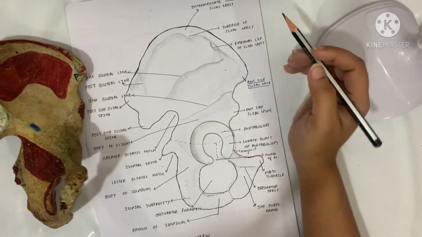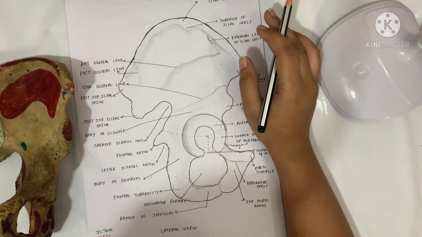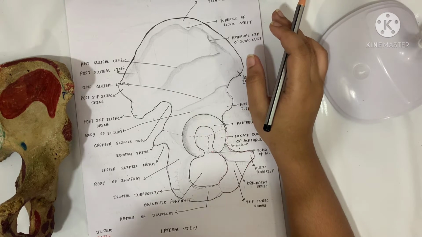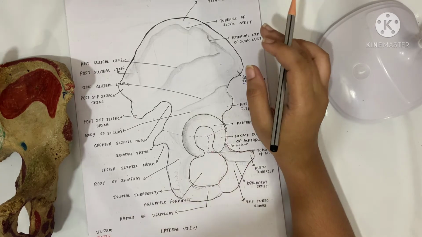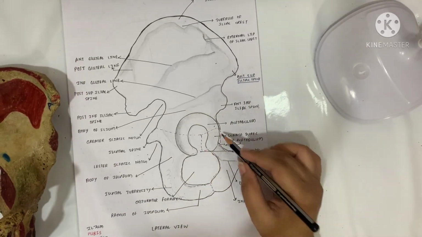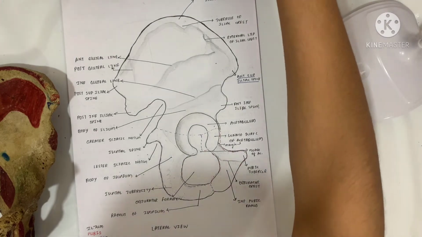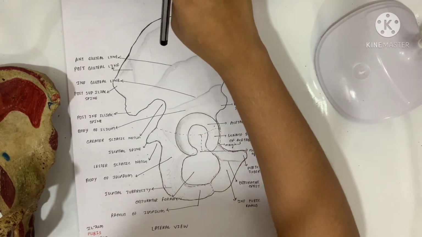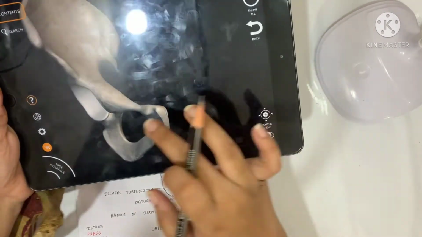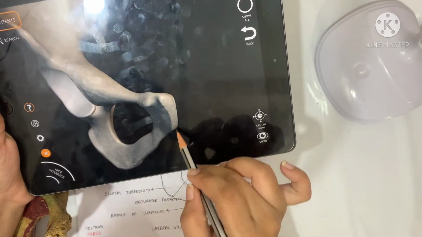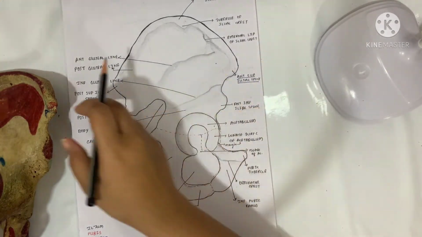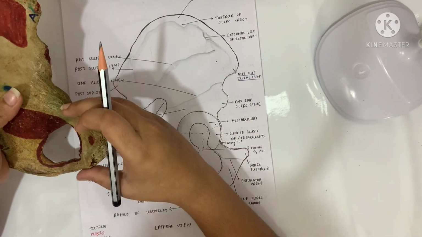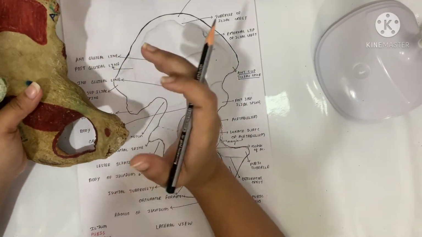Then coming next, after the pelvic surface of the ilium, that is the pubis. See, this is the pubis. This one is the pubis. This area is called the pubis. It constitutes the anterior-inferior part of the hip bone.